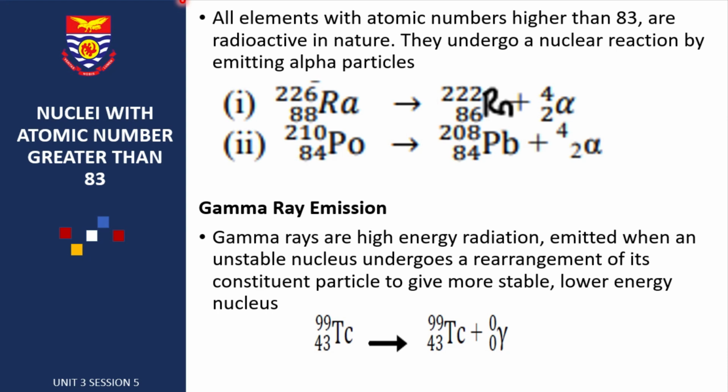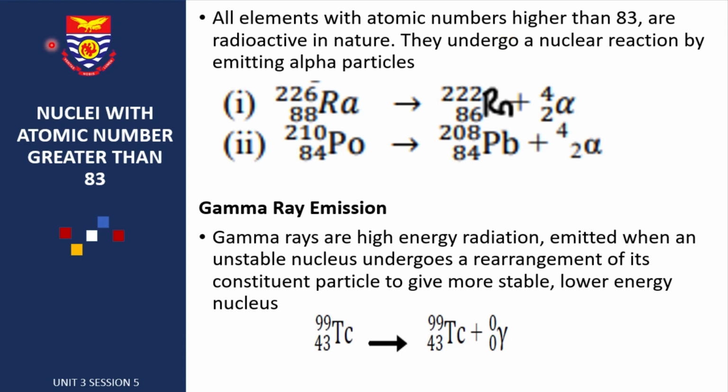Let us also look at gamma ray emissions. Gamma rays are often emitted along with other types of subatomic particles. The gamma rays are high energy radiations which are emitted when an unstable nucleus undergoes a rearrangement of its constituent particles to give a more stable or lower energy nucleus. It is very important to note that pure gamma emitters are rare, so only few elements can purely emit gamma rays, but rather the gamma rays are radiations that accompany either alpha or beta radiations.